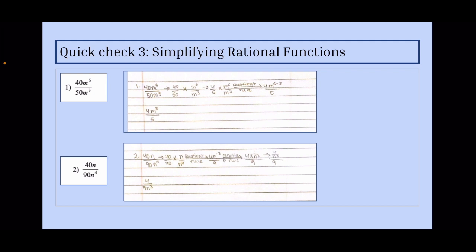Then we can use the negative power rule, and we will get 4 times 1 divided by n to the power of 3 over 9. We can simplify that 4 times 1 divided by n to the power of 3 to 4 divided by n to the power of 3, and then simplify that even further into the final expression, which is 4 divided by 9n cubed.